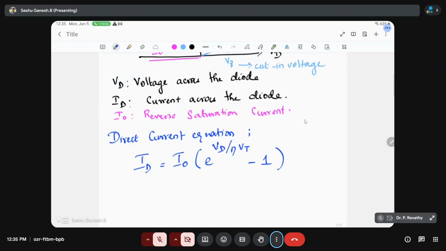Okay, this is the direct current equation. I naught is nothing but the reverse bias current. E power VD, VD is the voltage across the diode. Eta is the ideality factor, which ranges from 1 to 2. And V eta is nothing but the cut-in voltage.